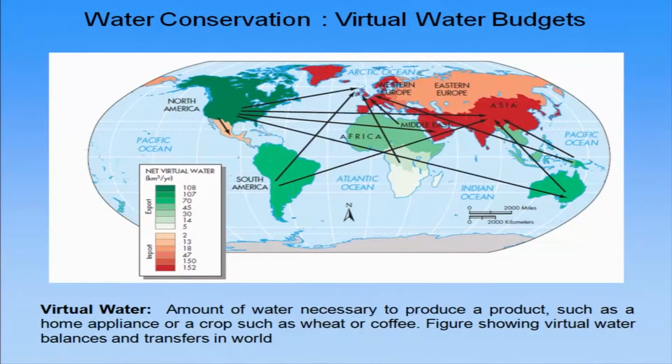So, water conservation virtual water budget, which has been shown here, that is the input and the export. So, the amount of water necessary to produce a product such as home appliances or a crop such as wheat or coffee. The figure shows virtual water balance and transfer in the world. So, this will be the virtual water balance and transfer in the world in future, and at present also this is what we see.